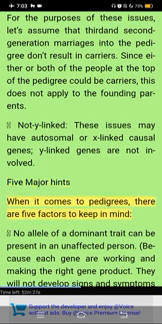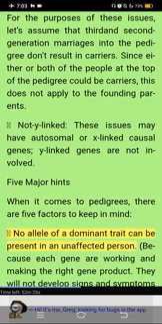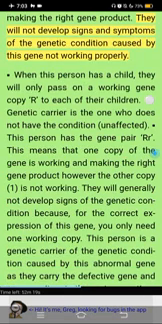5 major hints. When it comes to pedigrees, there are 5 factors to keep in mind. No allele of a dominant trait can be present in an unaffected person. Because each gene is working and making the right gene product, they will not develop signs and symptoms of the genetic condition caused by this gene not working properly. Black small square. When this person has a child, they will only pass on a working gene copy, R, to each of their children.